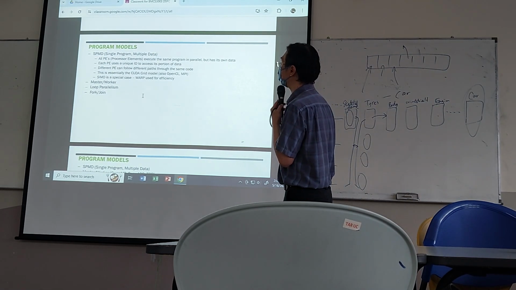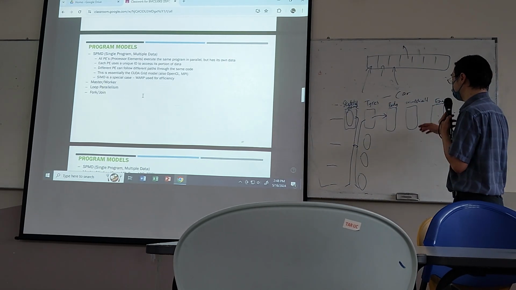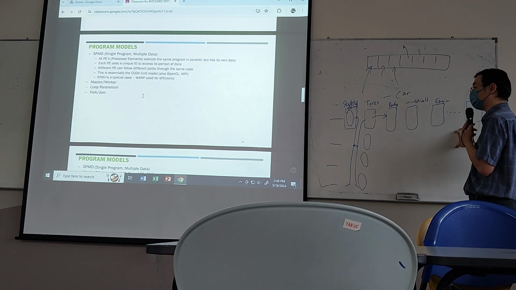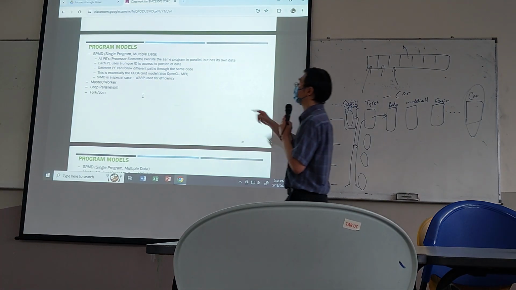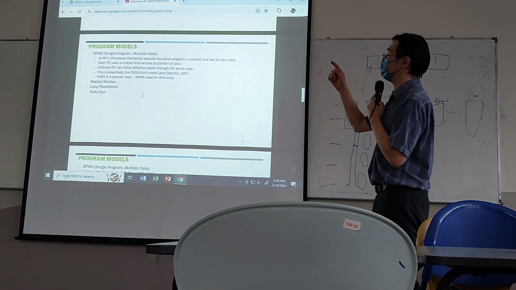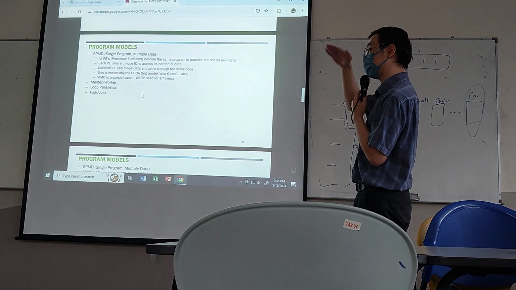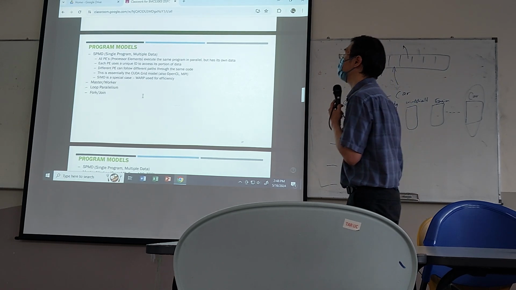Okay, different PEs can follow different paths through the same code, because you can have an if-else statement, right? For example, if this ID does not match, don't do this, you do the other part. So even though it is single program, multiple data, some PEs can run certain parts of the code, but not some other parts of the code.